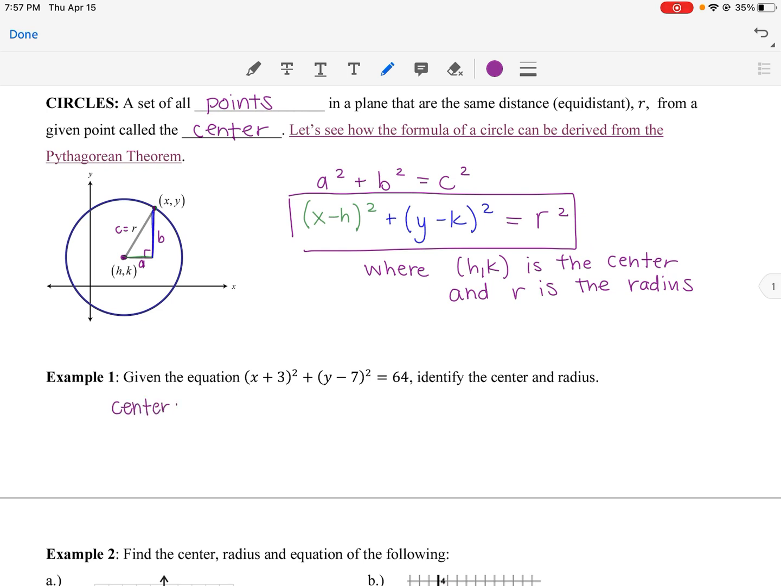So the center comes from the value with x and the value with y. But remember, our equation is x minus. So really here, just like with our vertex and our absolute value, it's the opposite. So it's a negative 3 and a positive 7. And your radius is the square root of 64, which is equal to 8.